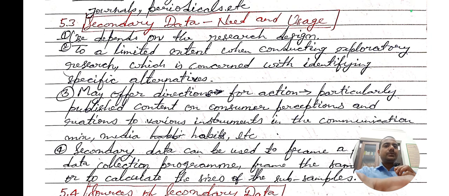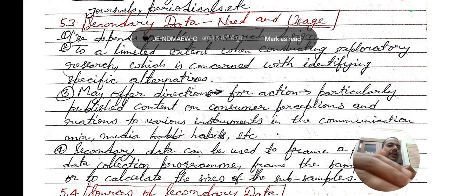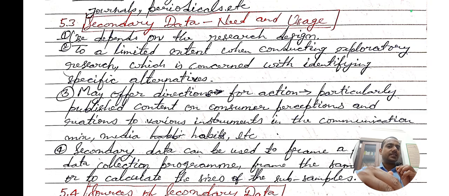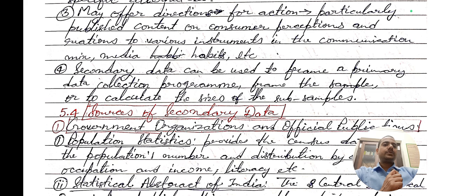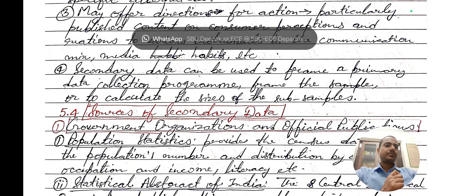Secondary data needs and uses depend on the research design. To a limited extent, when conducting exploratory research which is concerned with identifying specific alternatives, it may offer directions for action, particularly published content on consumer perceptions and reaction to various instruments in the communication mix, media habits, etc. Secondary data can be used to frame a primary data collection program, frame the sample, or to calculate the sizes of the subsamples.